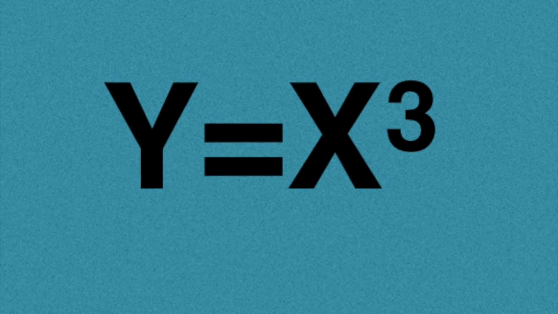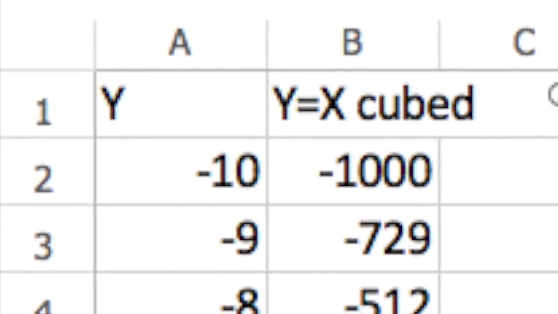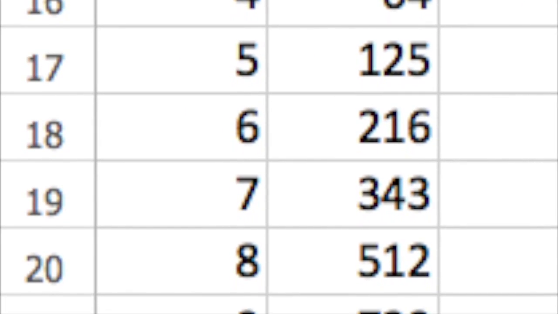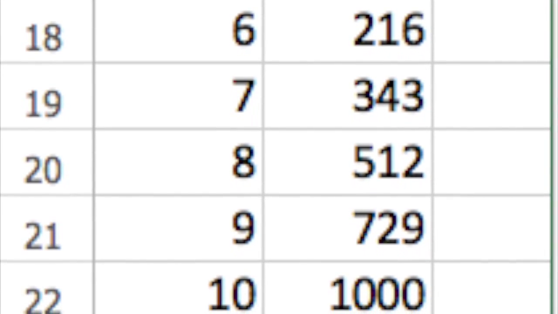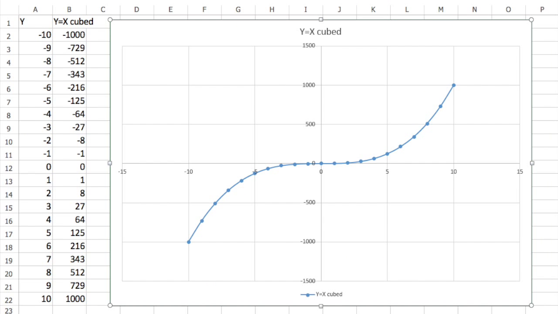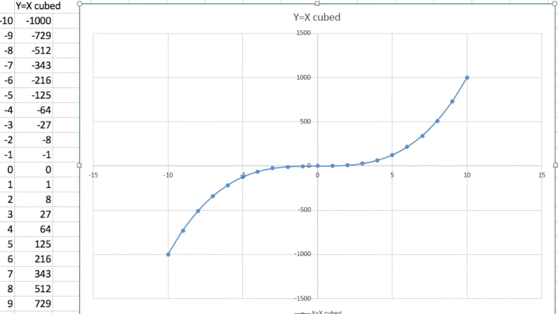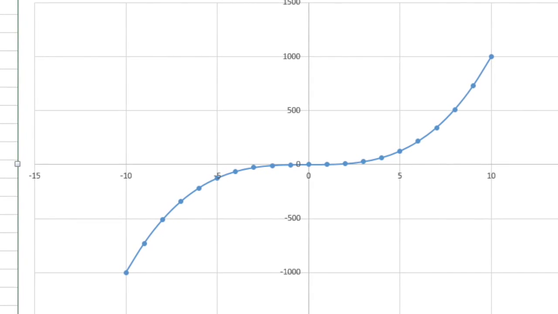The equation y equals x cubed will not result in all positive values of y, because when a negative number is cubed, it still ends up negative. And because it's cubed, some of the values of y are very high. The curve shape ends up like this.